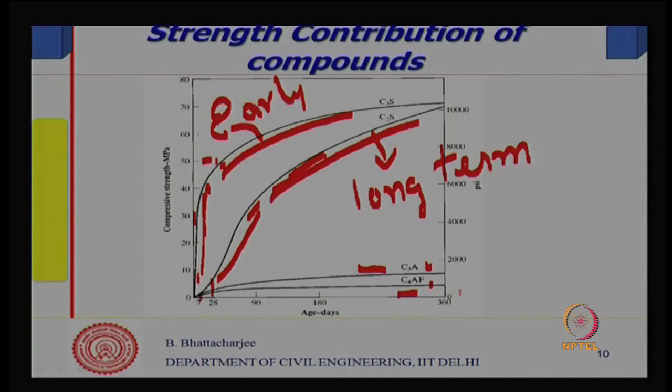So, it is C3S which gives early strength, and C2S gives later strength. We have seen that this is because the C-S-H that comes initially in the beginning comes from C3S, and later on only the C2S reaction takes place.